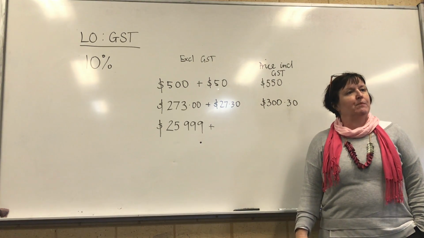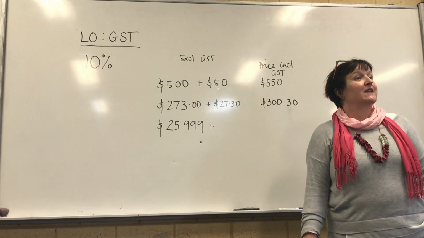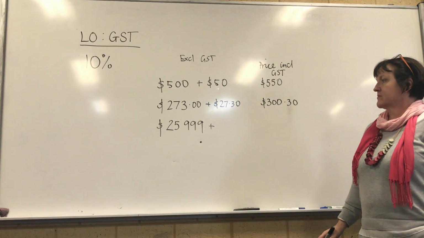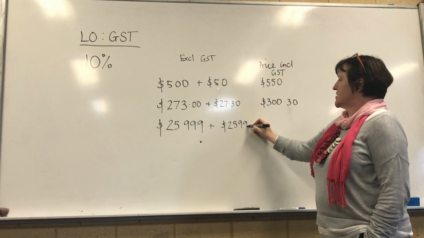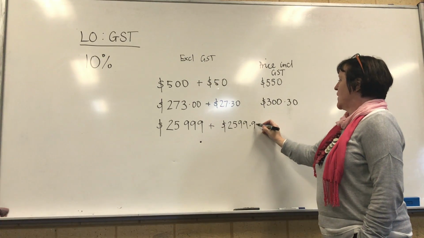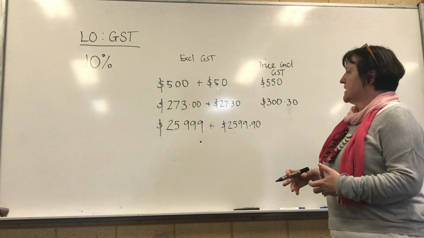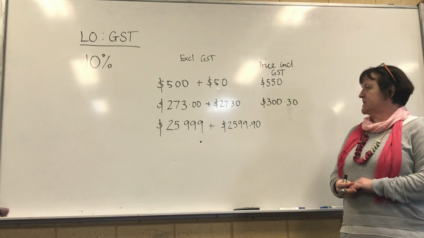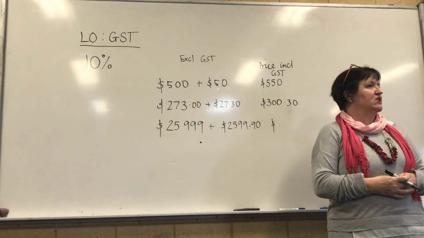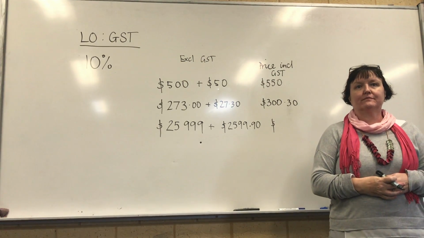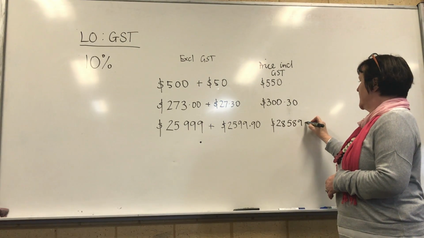So what would the GST payable be on $25,999? Go on then, Alex. Wouldn't it be $2,599.99? It would be $2,599.90. Well done. Okay. And then you could use your calculator to add those together. So $25,999 and $2,599.90. What would the price be including GST? $28,589.90. Well done.